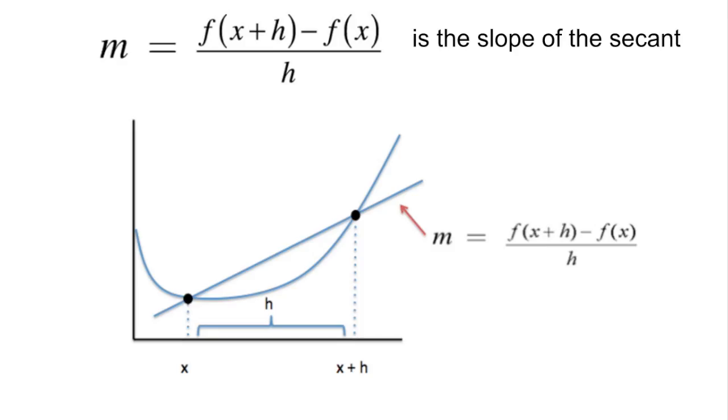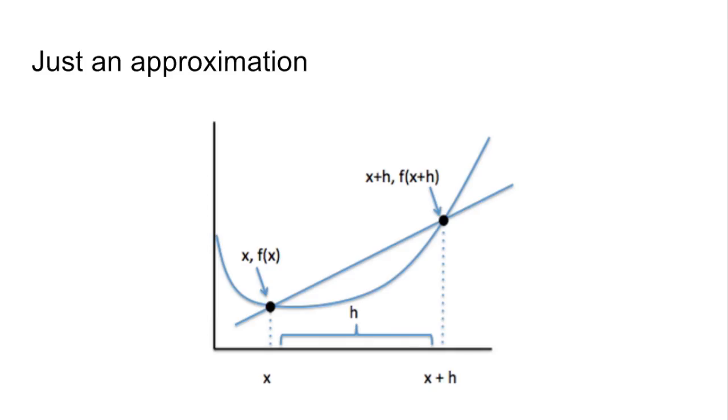So let's remind ourselves that m equals f of x plus h minus f of x over h is the slope of the secant line. However, we have not yet found the slope of the tangent line at the point x, f of x. The secant slope that we have just found is just an approximation of the tangent line. So how can we find the slope of the tangent line?